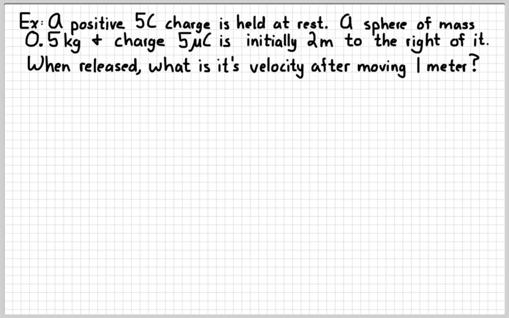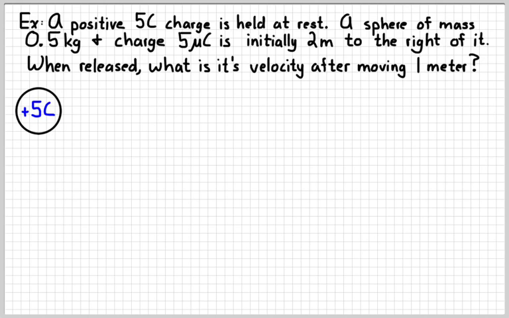So let's look at a quick example. Suppose we got a big positive 5 coulomb charge which we're going to hold at rest. And then we take a sphere that's got a mass of half a kilogram and 5 microcoulombs of charge, and we put it 2 meters to the right. We let go of it. We want to know what its velocity is after it's moved for 1 meter.